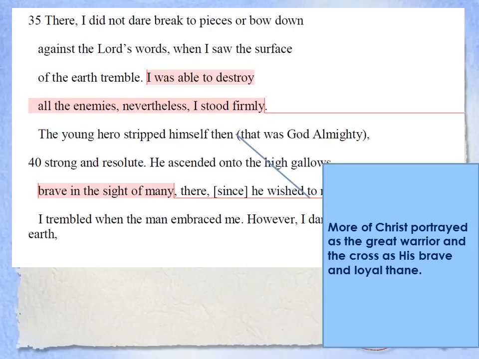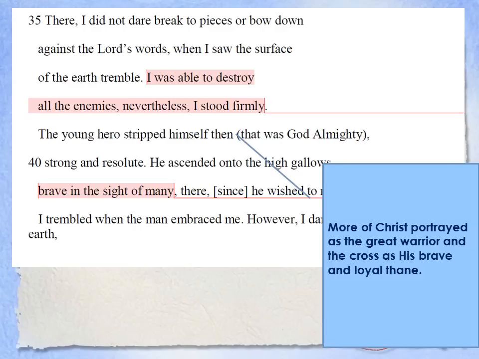And then the cross says, "I was able to destroy all the enemies. Nevertheless, I stood firmly." So here again, Christ is portrayed as a great warrior, and the cross is his brave and loyal thing. Like, with one glance, with one blow, I could have fallen down and destroyed them all. But because Christ had ordered me to stand firm, I was going to do that.